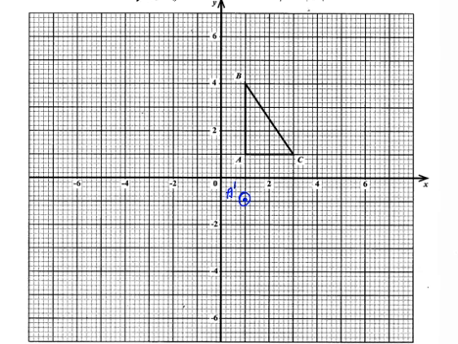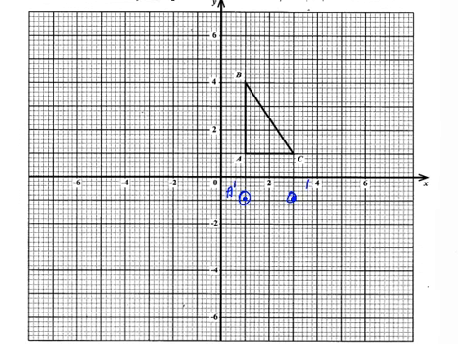So the mirror line being the x-axis, C is 1 unit from the mirror line. So C prime, the image, is also 1 unit from the mirror line. So this is C prime. That's the new position of C, C prime.